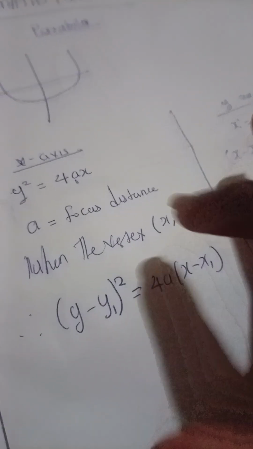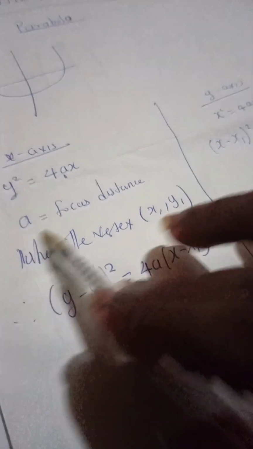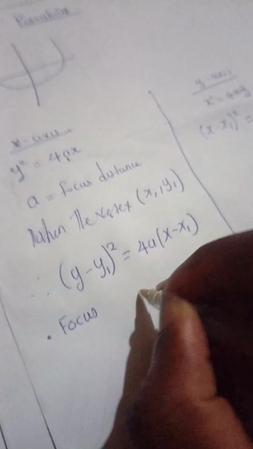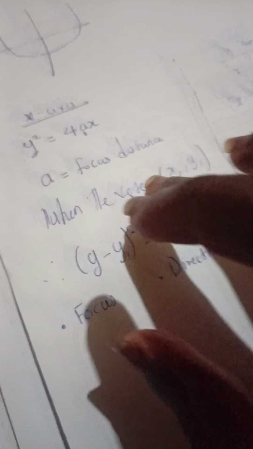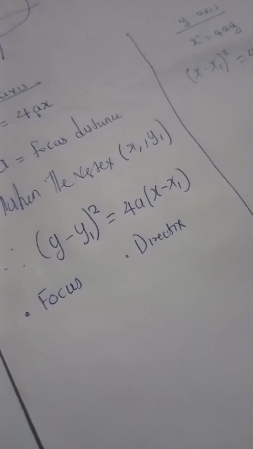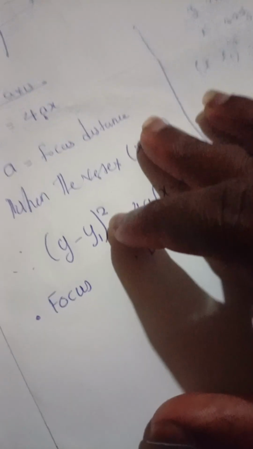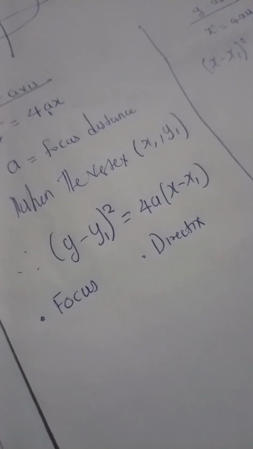So what else do you need to know? What you need to know is how to find the focus, how to find the focus distance, and how to find the directrix. So I mentioned focus, I mentioned directrix. Now the way you find it on the x-axis will be different from the way you find it on the y-axis. So I'm going to explain the x-axis in this video, then we'll solve more of the x-axis. In the next video we'll talk about the y-axis, and we can do the two of them.